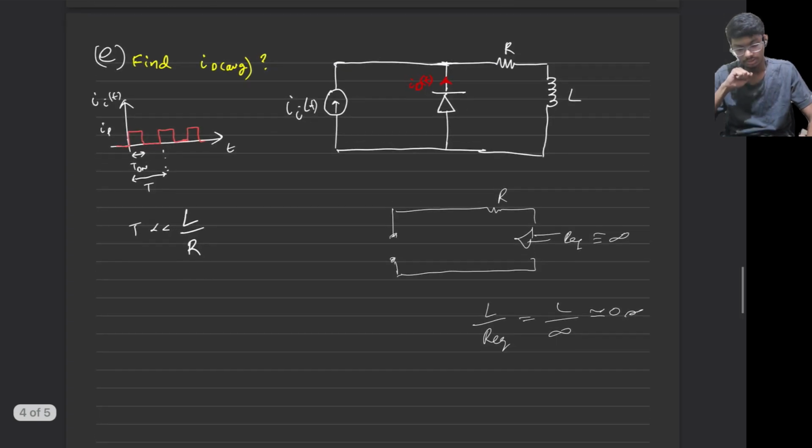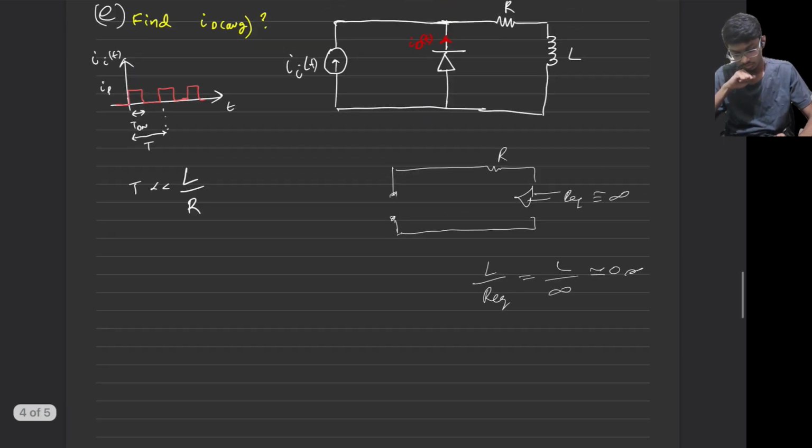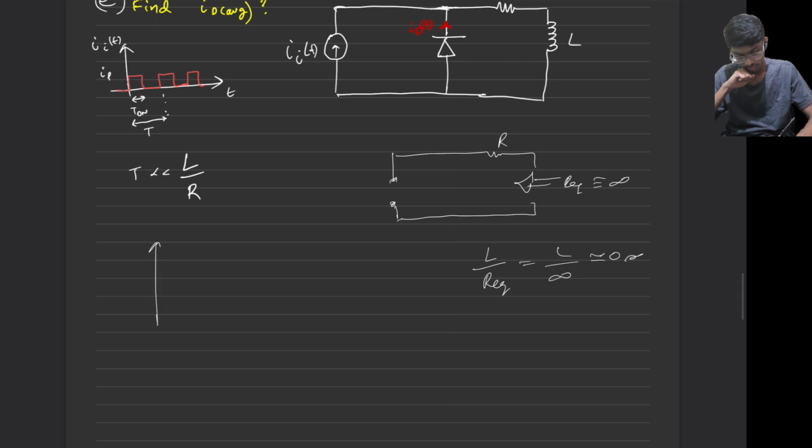So as the inductor is charged to current IP, from t equal to 0 plus to t equal to t on, the current through the inductor will be IP only, and the current through the diode is 0, as no current is flowing through it. The current through the diode is 0 up until t on.